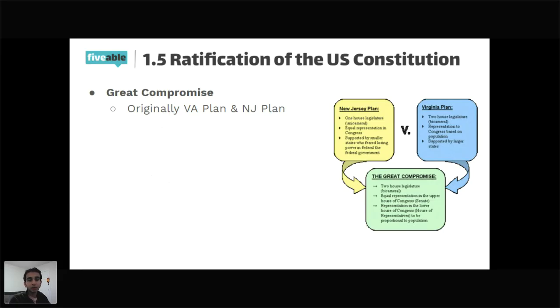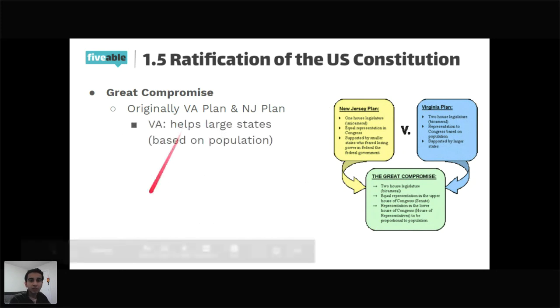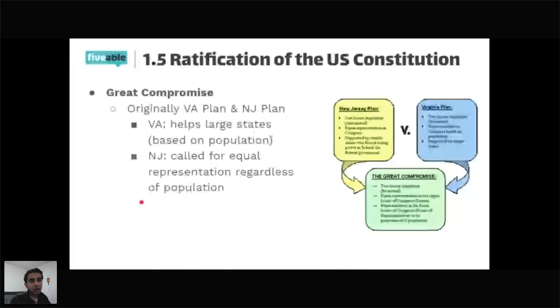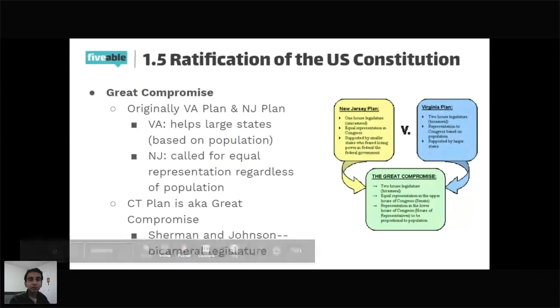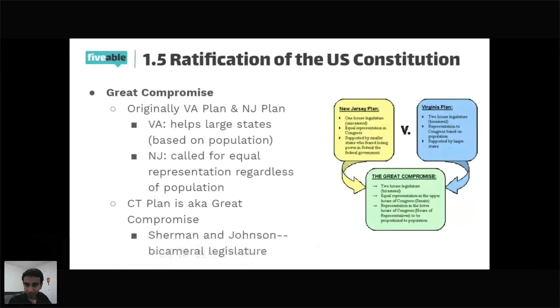Okay, so the Great Compromise helped to combine these two. Again, like I said, the Virginia plan helped large states, and the New Jersey plan helped small states. Another name for it is the Connecticut Compromise, also known as the Great Compromise. You will also hear the names Sherman and Johnson. Both of them were involved in the creation of this plan. They created a bicameral legislature.